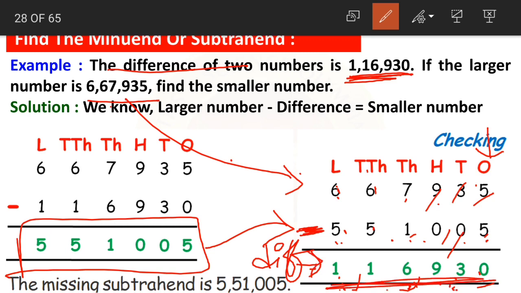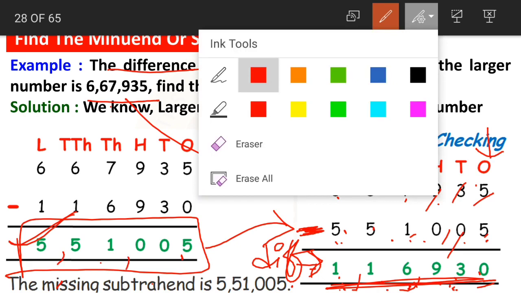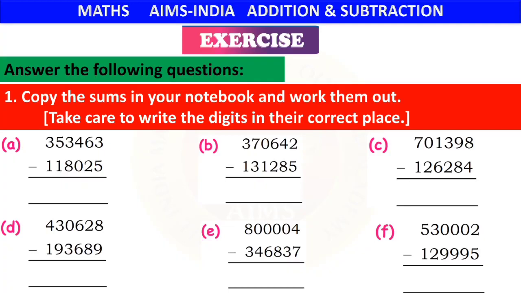Yes. So what do we conclude here? That the smaller number we have found out is the correct answer. The smaller number is the subtrahend, right? Yes. The missing subtrahend is 5,51,005. Clear, children? Yes.